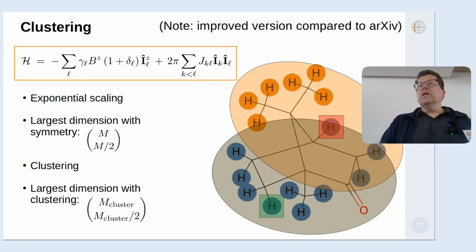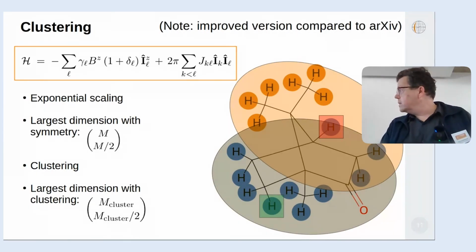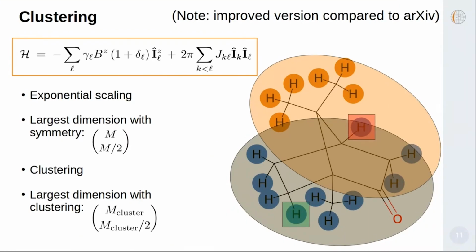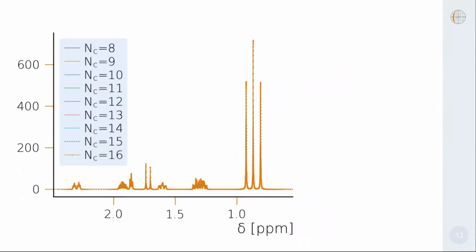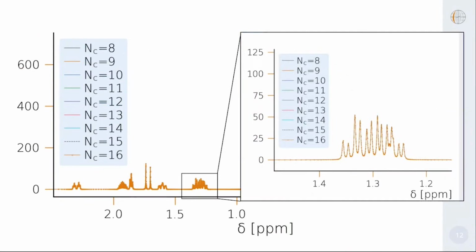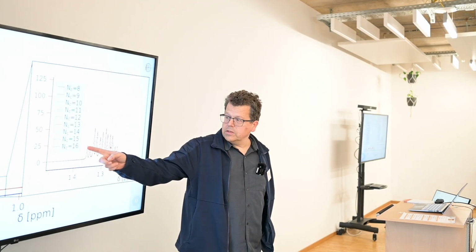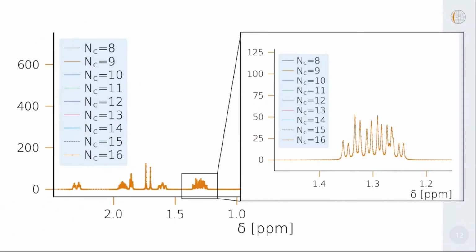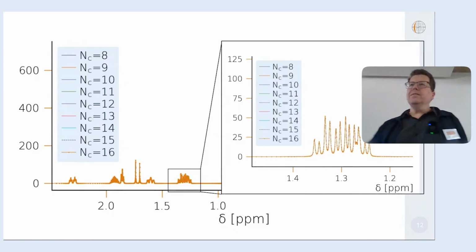And note, for those who have seen our archive paper, we have changed a few small details in how we actually do it. So the results we now have are nicer than those we published in the archive paper. So there will be an update soon. Now here's the NMR spectrum of camphor and the zoom in. And what you see here is just the cluster sizes that we have chosen. And you don't see any difference here. Now, this is where it works nicely.